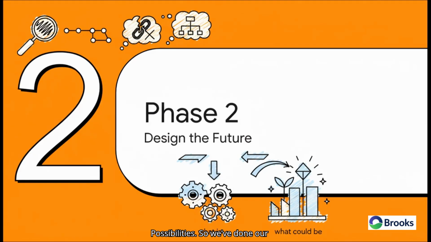So we've done our homework. We've diagnosed the current reality. We've seen the pain points. We've analyzed the process. We've mapped out all the possibilities. Now we get to start designing where we want to go. This is that awesome shift from what is to what could be.